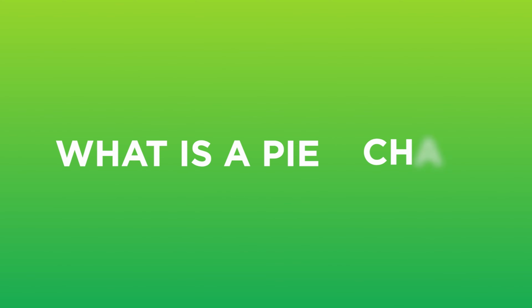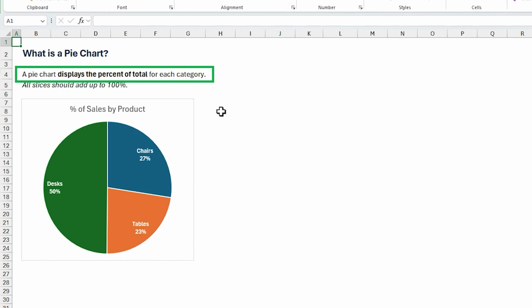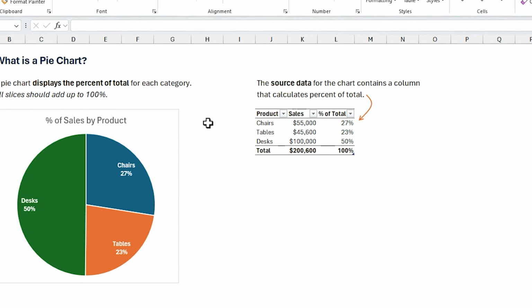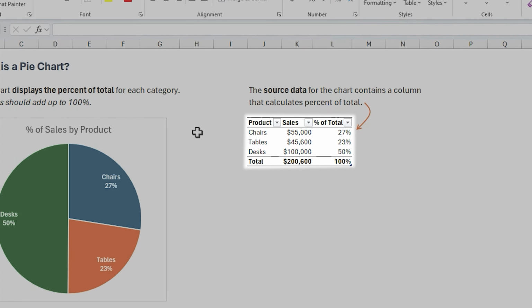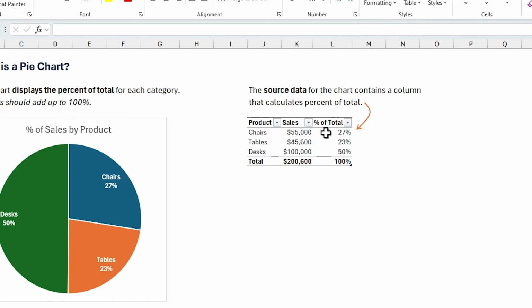And before we begin, it's important to understand what a pie chart is. A pie chart simply displays the percent of total for each category. In this example, we're looking at percentage of sales by product, but we'll look at other examples throughout this video. The source data of the chart will always contain a column that calculates the percent of total. As you can see, I have a formula here that's just calculating percent of total, and this column should add up to 100%.